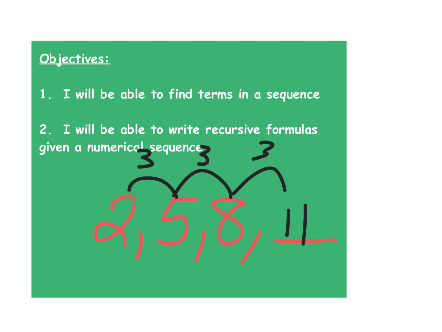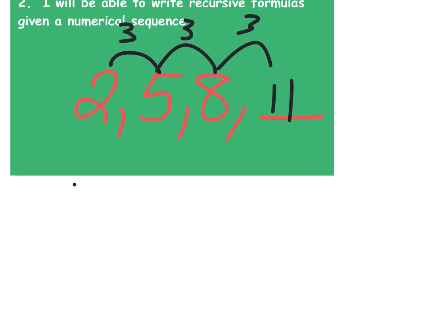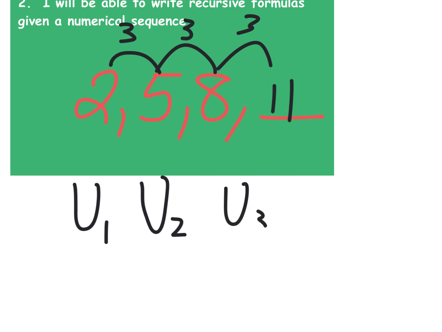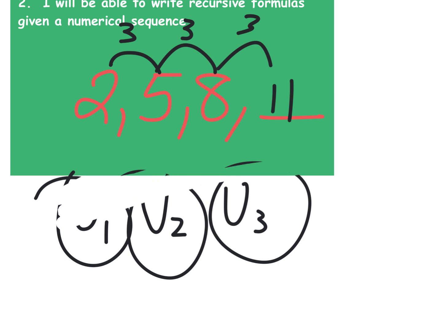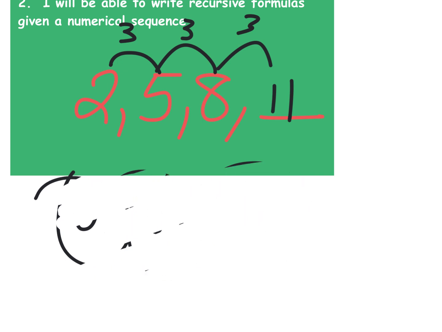But here's the harder part. I'm going to show you how we write this. U sub 1, what do you think comes after U sub 1? U sub 2. What do you think comes after U sub 2? U sub 3. Do you get what I'm doing here? This is the first term, this is the second term, this is the third term. Why a U? It doesn't have to be a U. Sometimes they use an A. And then it would be like A sub 1, A sub 2.